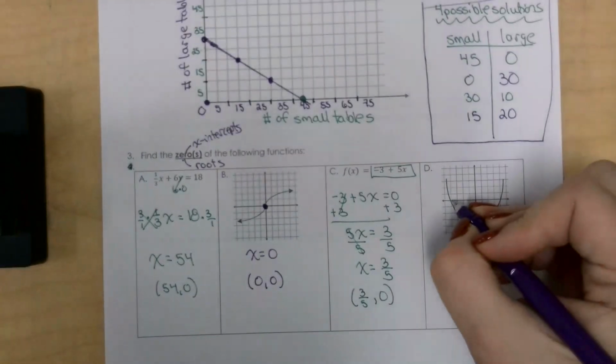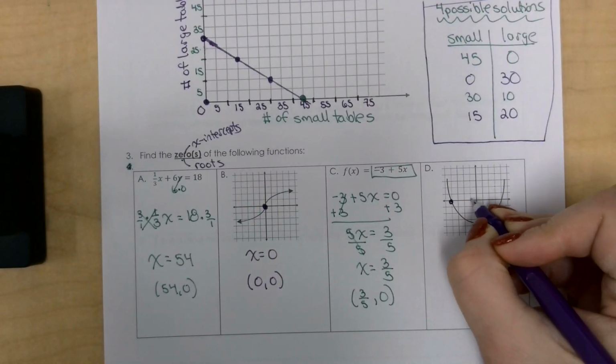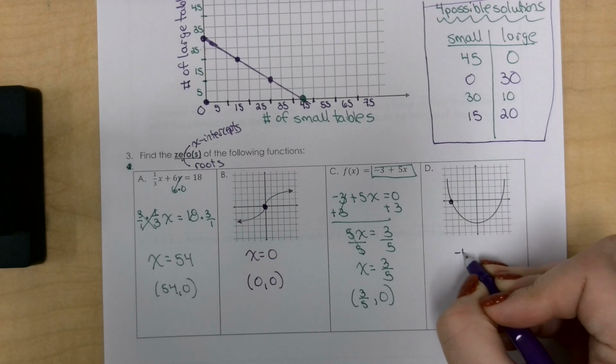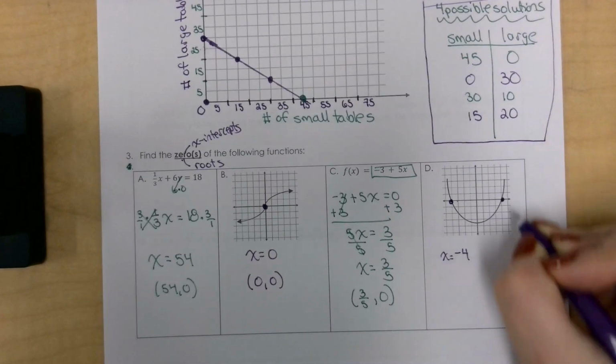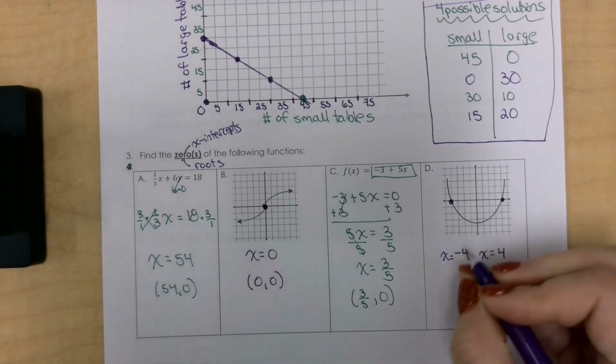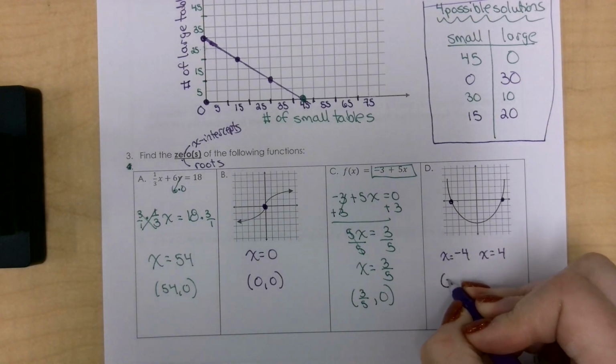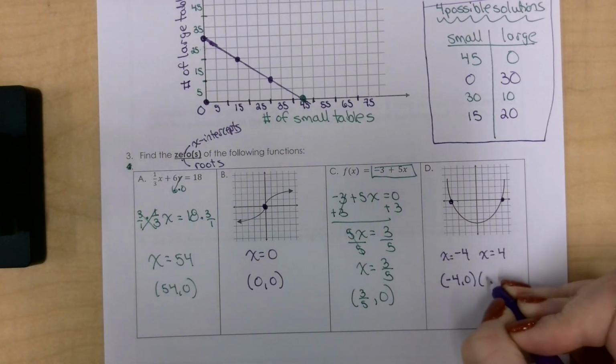Last but not least, I've got graphically here, it's crossing at -1, 2, 3, -4. And at 1, 2, 3, +4. So this crosses at -4, 0, and 4, 0.